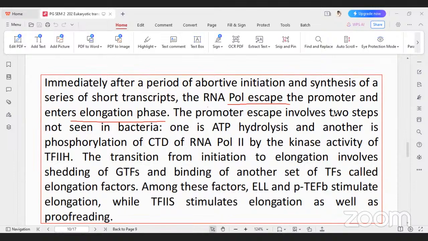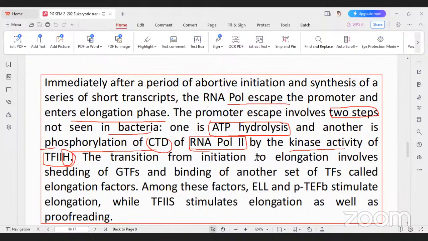Now the promoter escape involves two steps. What happens during this elongation process? These two steps are not seen in prokaryotes. One step is ATP, adenosine triphosphate hydrolysis, and another one is phosphorylation of the C-terminal domain of RNA polymerase 2. This is part of RNA polymerase 2. Phosphorylation is by the kinase activity of transcription factor H.